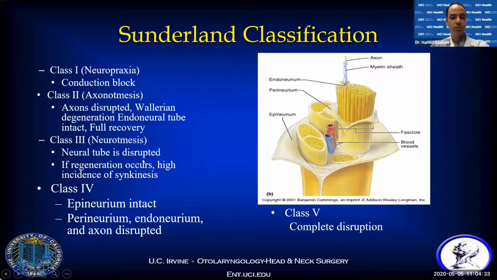Neurotmesis is when the neural tubule is disrupted, and so then there is a chance of synkinesis. And of course, as we get higher on the grades, then there is complete disruption, and of course, more further. But grade 3 and above, I should say, can end up causing synkinesis. Of course, 5 would need to be reanastomosed at the most, but again, will lead to synkinesis.